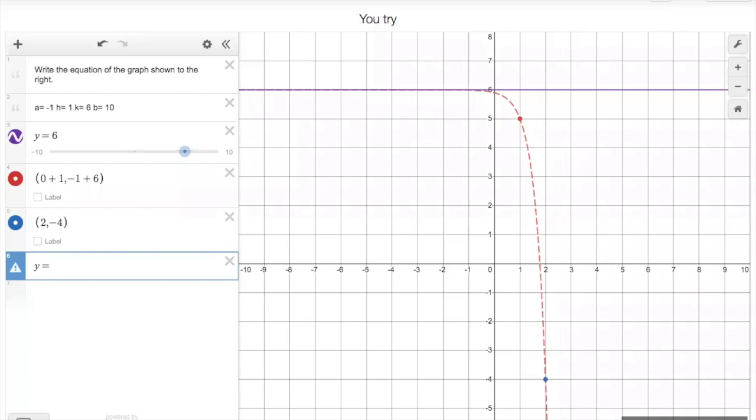So we put it all together. Y equals -1. We don't need to include the 1 because 1 times anything is itself. So y equals -10 to the (x - 1) plus 6. And we will see that it falls right on the graph.